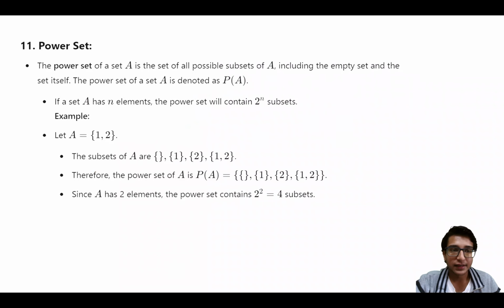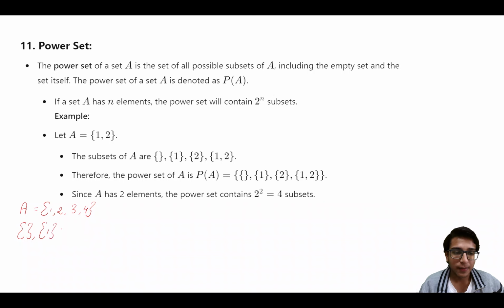Now power sets. Power set of a set is a set of all possible subsets of A. So let's say I have my A as {1, 2, 3, 4}. So what are the subsets that are possible? One is the empty set. There is no element in this set. This is also considered to be a subset of A.